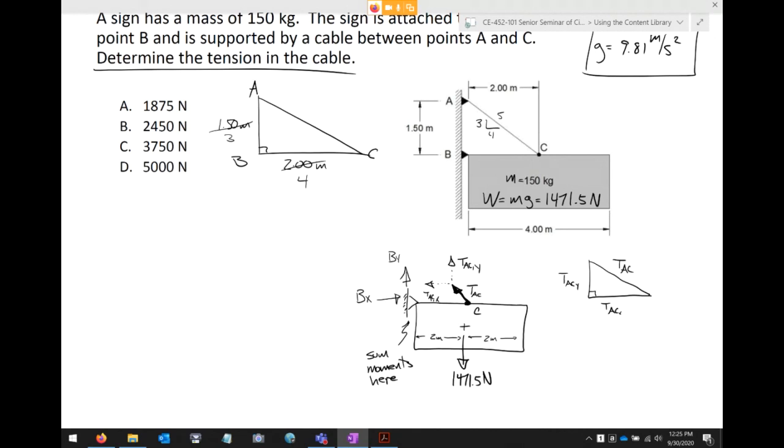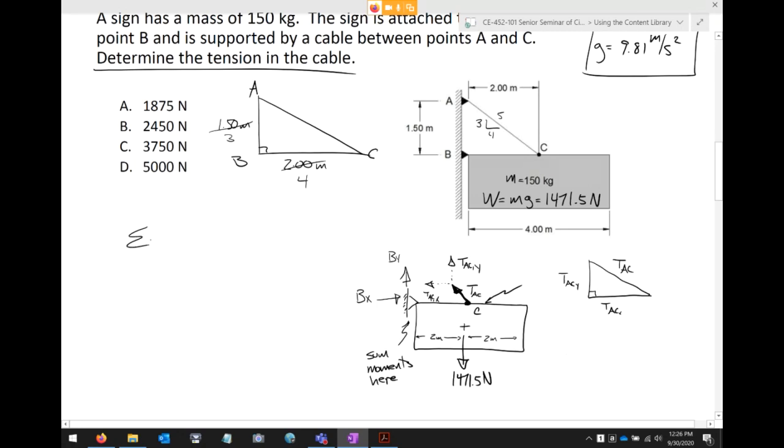Now, the other thing to keep in mind is the principle of transmissibility. Remember, when I have some line of action and some vector, and I've split that vector into X and Y components, I can move those X and Y components anywhere along that line of action, okay? I can move them anywhere along that line. So I propose the easiest thing to do is to move them right here to C. If I move them to C, the X component is going to go right through.